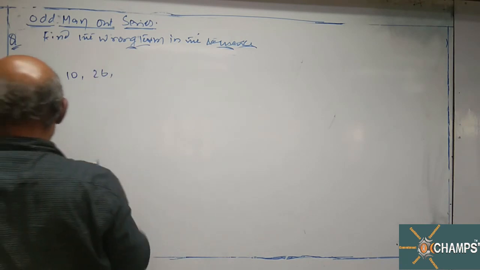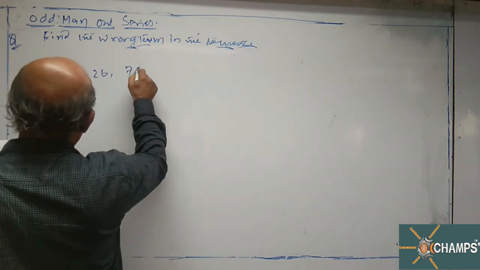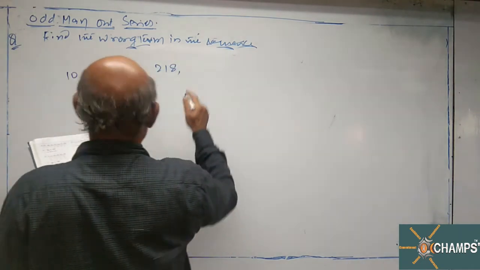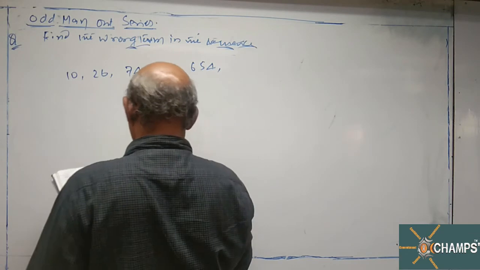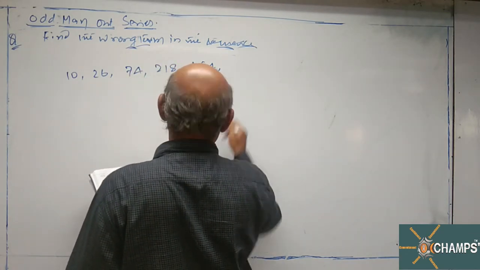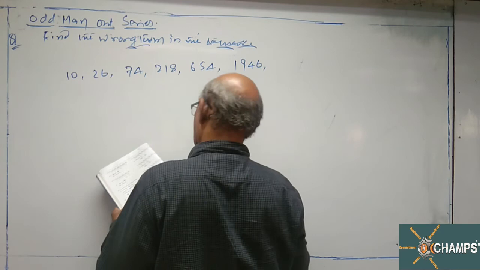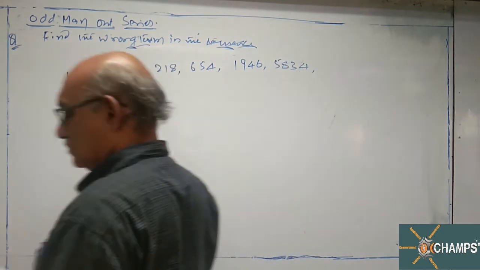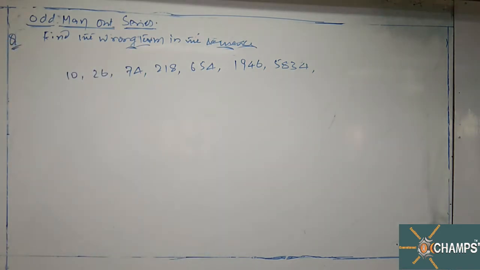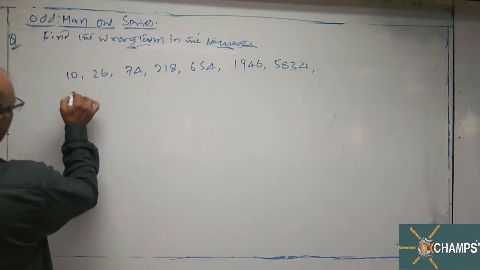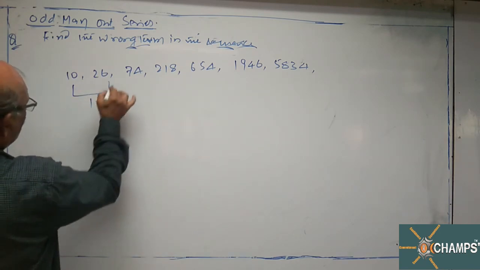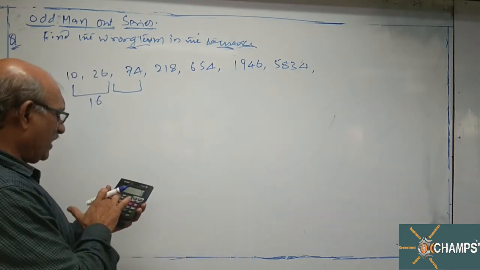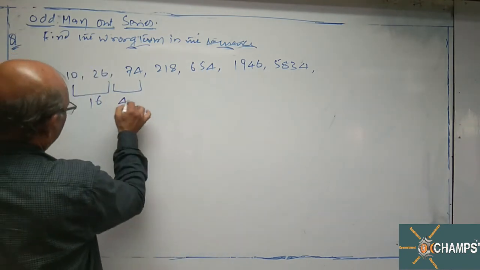10, 26, 74, 218, 654, 1946, 5834. The difference is 16. 74 minus 26, 48.